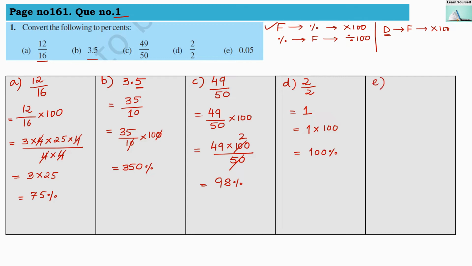Then E is in decimal form. Let us convert this into fraction form. So 5 divided by, after the decimal point two numbers are there, so in denominator 100 will come. Now we have to multiply with 100 to convert this into percentage. So this 100 and this 100 will get cancelled off. We got here 5% as an answer.